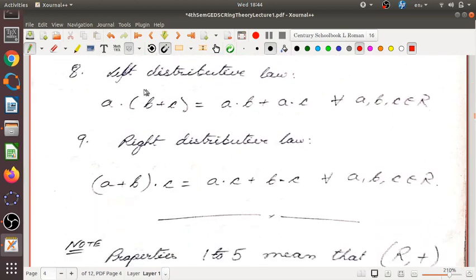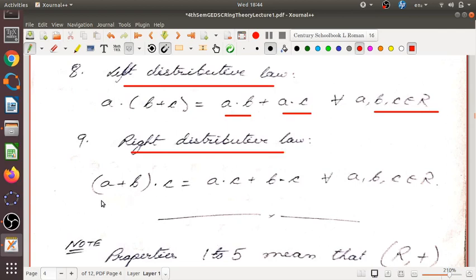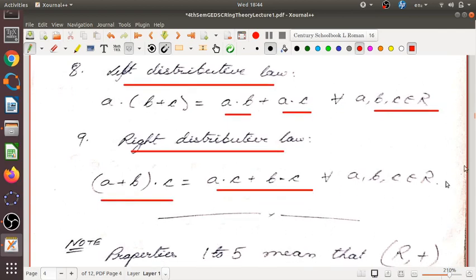Then two more properties are left. There is the left distributive law and the right distributive law. Left distributive law means A multiplied with (B plus C) is the same as A multiplied with B plus A multiplied with C, for every A, B, C in R. Right distributive is (A plus B) multiplied with C is A dot C plus B dot C, for every A, B, C in R. If the set R together with plus and dot satisfies all these 9 properties, then (R, plus, dot) is said to be a ring.